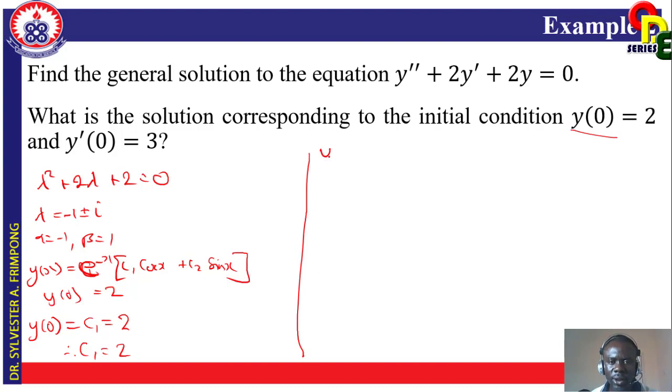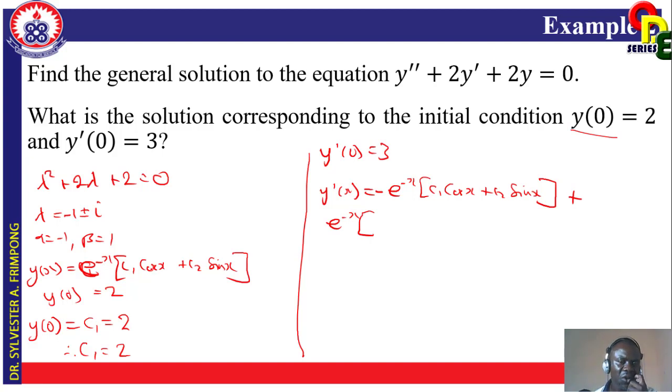Now to use the second condition, which is y prime of 0 equals 3, because this is a derivative, you must differentiate the general solution. So we look for y prime of x, and here we use the product rule. We hold this and differentiate this, and that will give us negative e raised to the power negative x times (c1 cos x plus c2 sin x). Then plus, we maintain the e raised to the power negative x and differentiate this. If you differentiate cos x, you get negative sin x, so you get negative c1 sin x, and if you differentiate sin x, you get cos x, so plus c2 cos x.